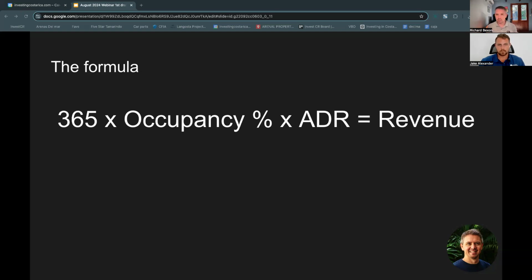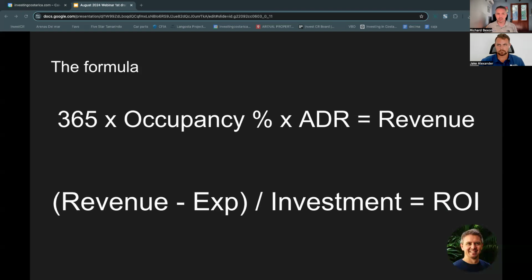The 365 is not a variable. That's how many days there are in a year. But the occupancy percent and also the ADR are. And again, that's dependent on location and also product. Because sometimes there are locations that don't have a high ADR but have high occupancy because they don't have luxury product there. And that's where you need to take a look at, are there luxury hotels? Do you think it could work? And that's where the gut comes in a little bit.